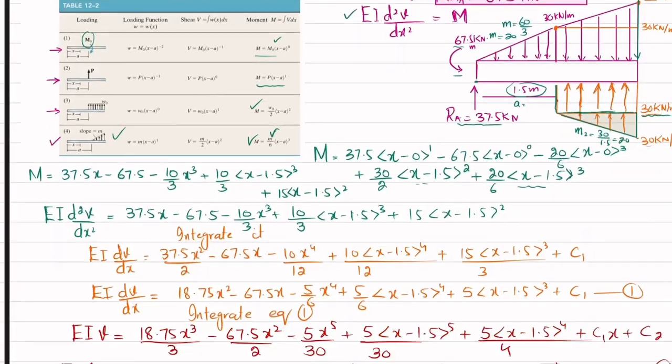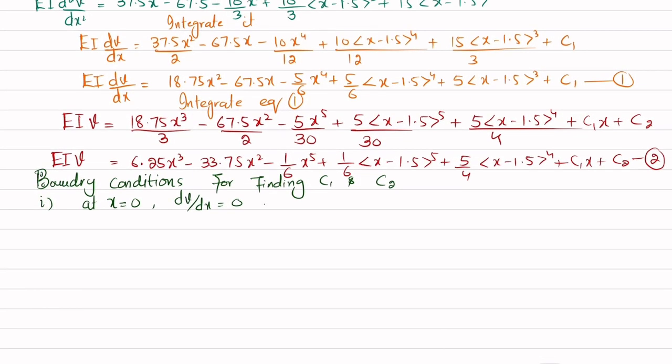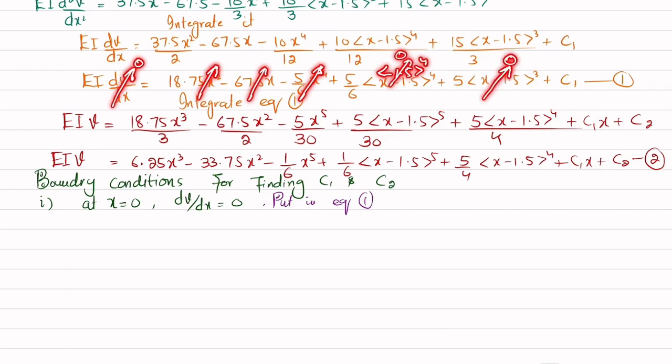So what we will do is put this in equation 1. When you put it in equation 1, dv over dx is equal to 0, this term will be 0, x is 0, this term will be 0, this term will be 0, this term will be 0, and 0 minus 1.5 is minus 1.5 power 4. Anything inside a Macaulay bracket which is negative will be considered as 0. So this will be 0 and this will also be 0. It means that C1 is equal to 0.